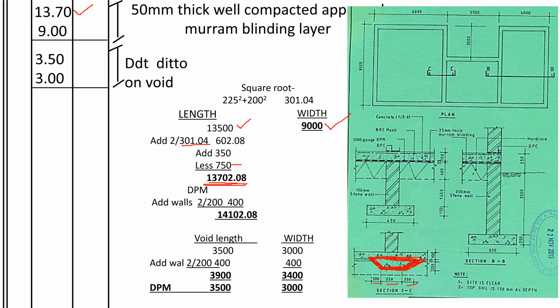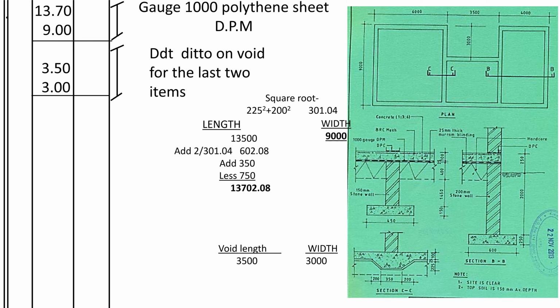The width shall remain 9.0. Then we shall deduct for the void, so it is this 3500 and this one is 3000. I hope that is clear. Now we shall take off the DPM. The DPM is just like the Maram blinding because it will come this way, so the same dimensions for the length and the width. Then we deduct the length and width of the void.